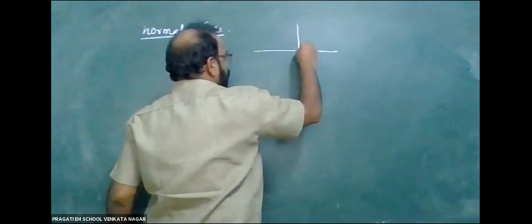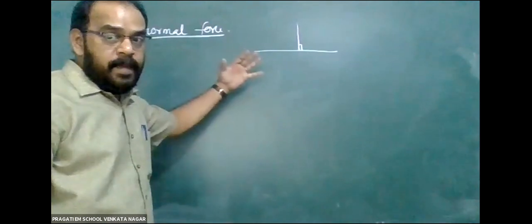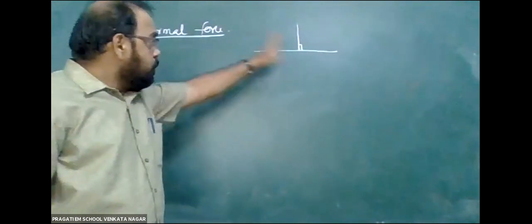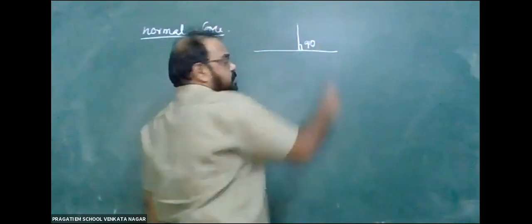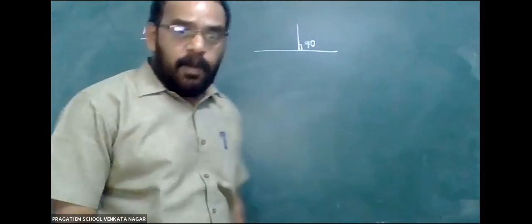Now let us go to normal force. It is again a contact force. What is normal force? Let us see. The meaning of normal is something perpendicular to a surface, or 90° to a surface, is called normal. Normal means perpendicular. So normal force means a perpendicular force.